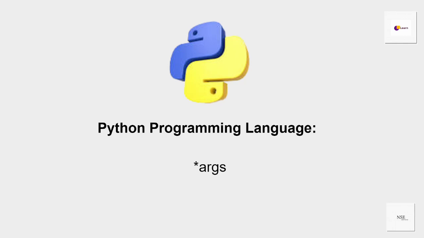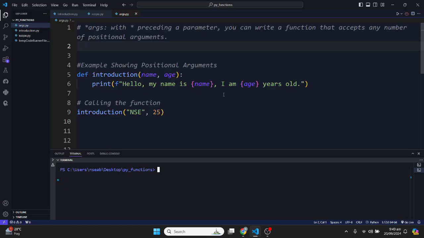Hi guys, today we are going to see how to write functions that accept any number of arguments. Let's get right into it. So I'm now here on VS Code. We're going to do all the explanations and write all the functions right here on VS Code.